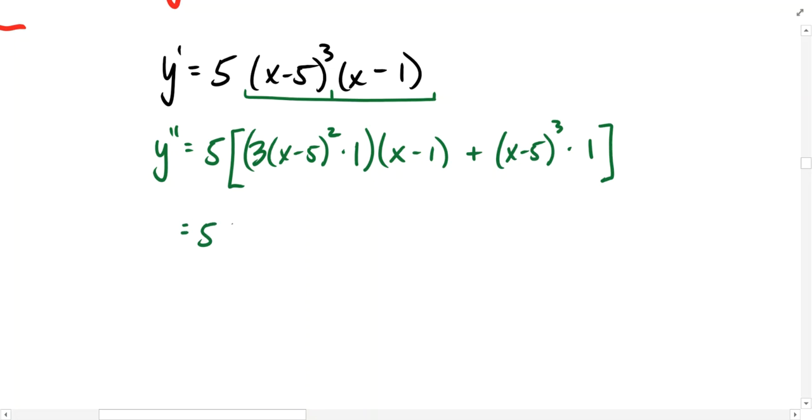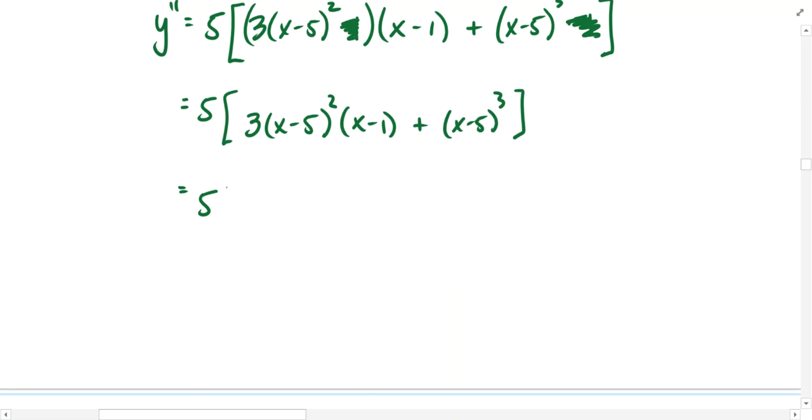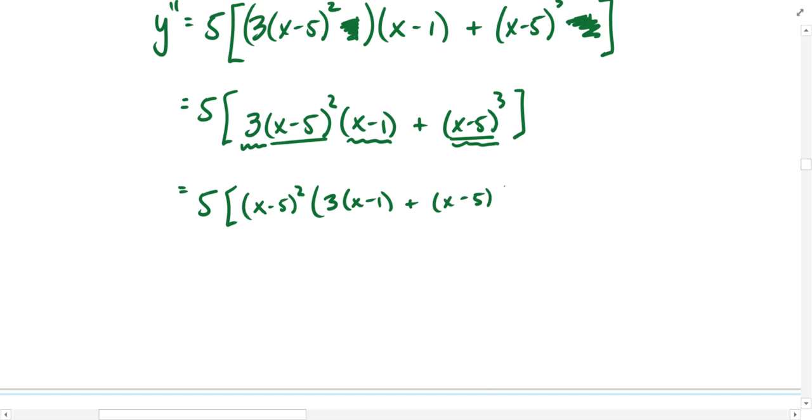It would be helpful to clean this up a little bit, so I'll leave this 5 alone as it is. This times 1 doesn't need to be there, and this times 1 doesn't need to be there either. So we basically have 3 times x minus 5 squared times x minus 1 plus x minus 5 cubed. In a similar sense to the prior example, we've got this x minus 5 and x minus 5 acting as a common factor in that group. So I'm going to factor it out. We'll call this x minus 5 squared, and what's left behind is 3 times x minus 1 plus one of these x minus 5s that's left over.